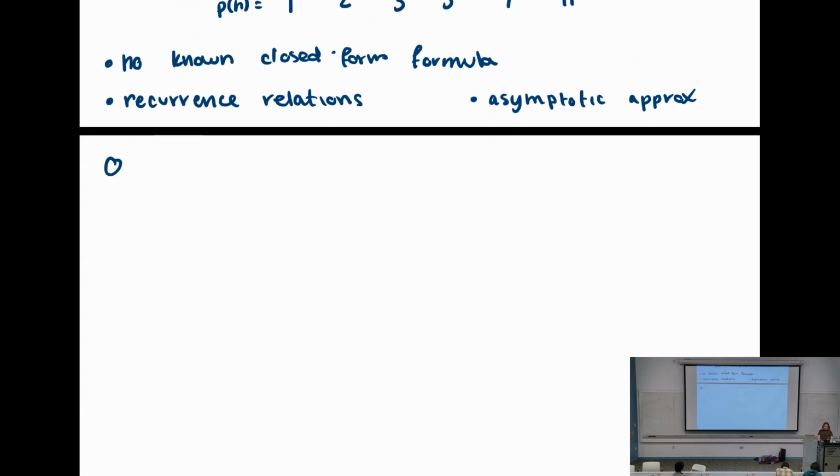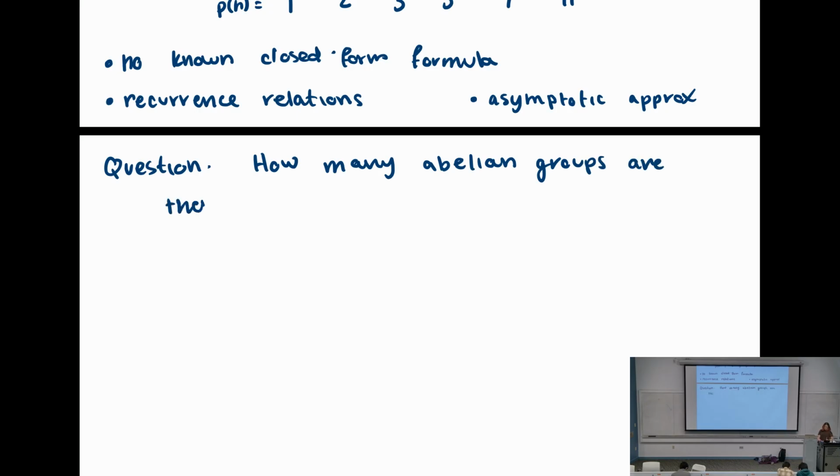Okay, so let's say we want to determine how many abelian groups are there up to isomorphism of order p1 to the n1 times up to pk to the nk.